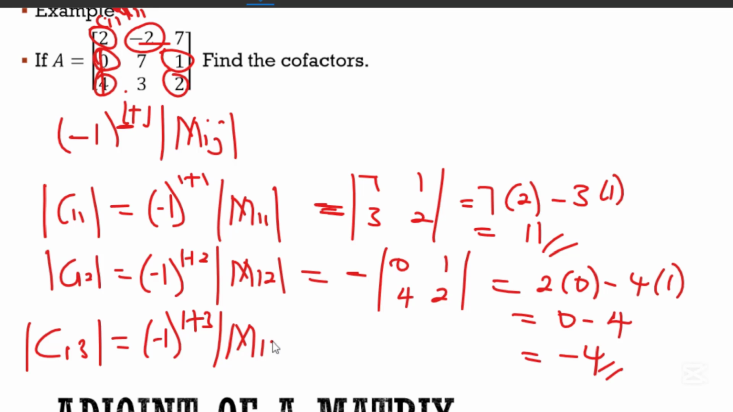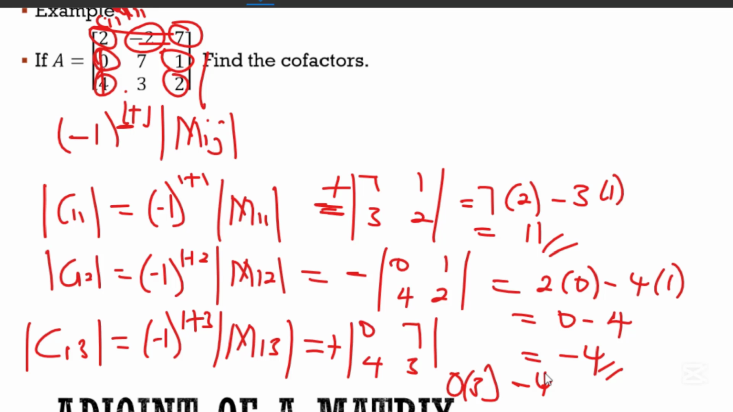So we have 0, 7, then you have 4, 3. So 0 times 3 minus 4 times 7. So 0 times 3 is 0, 4 times 7 is 28. So we have -28. So we can find all the cofactors of the elements in this particular matrix.